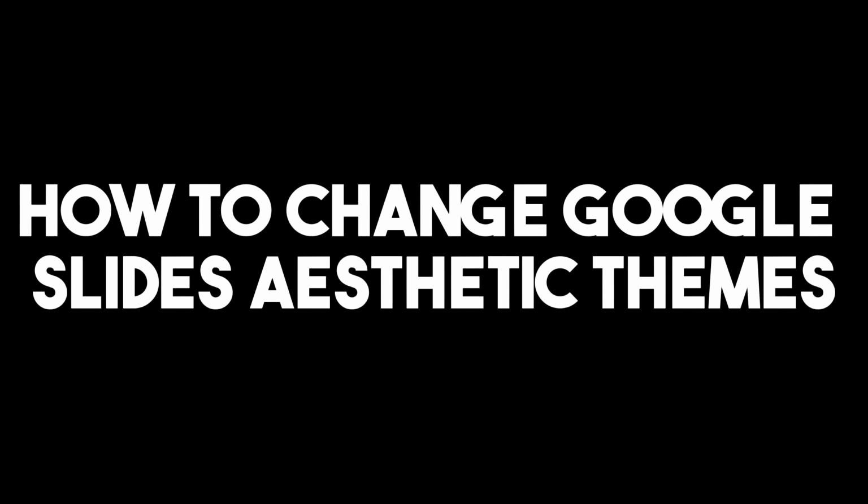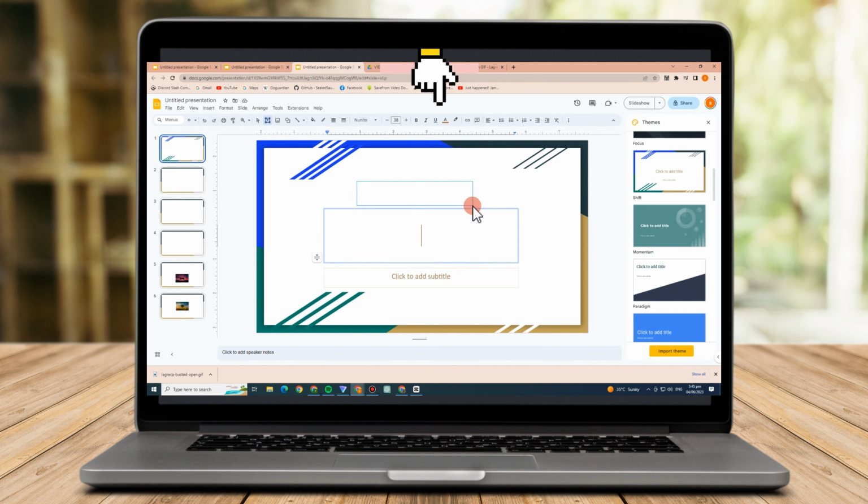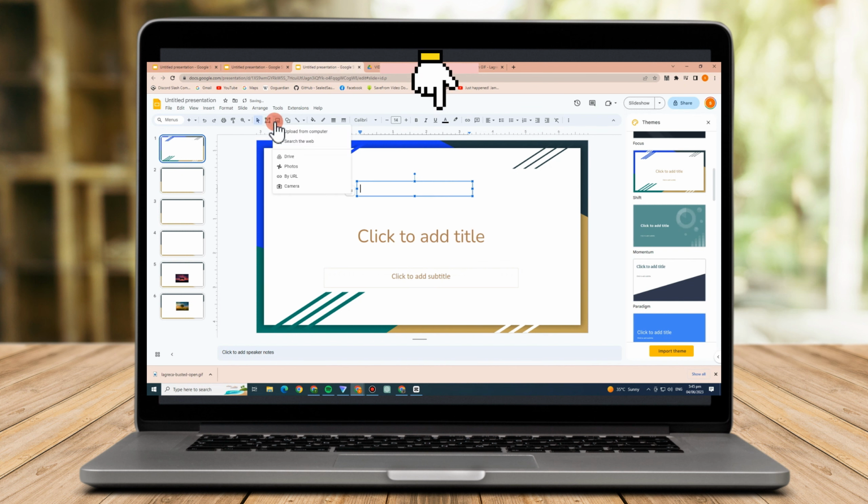Hello everyone, in this video, I will be showing you how to change slides aesthetic themes. First, you have to go to your Google Slides. So before anything else, you can just edit your font, the colors, and everything. You just have to tap these options above. You can even add text box or other shapes, so you just have to tap any of this here.